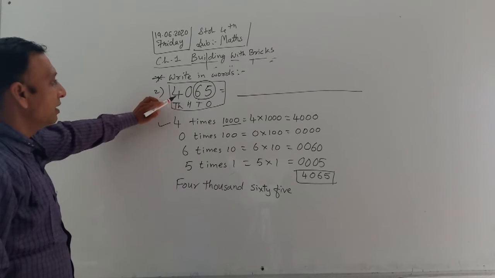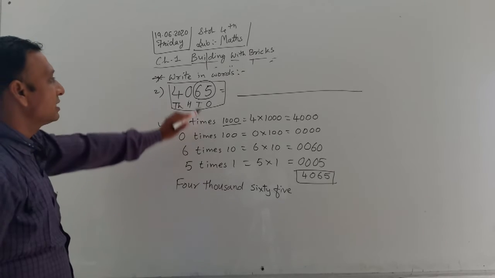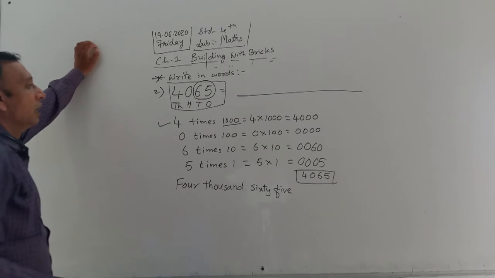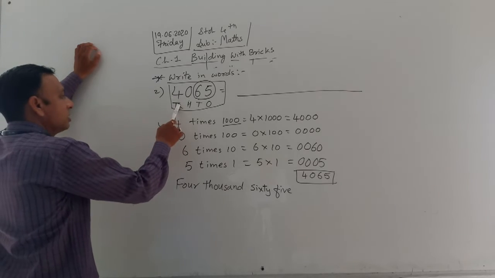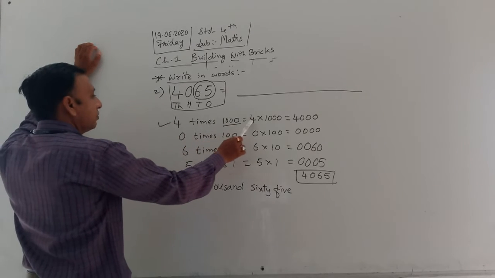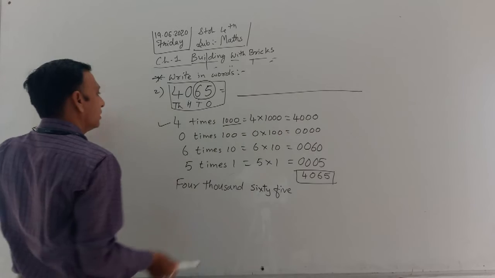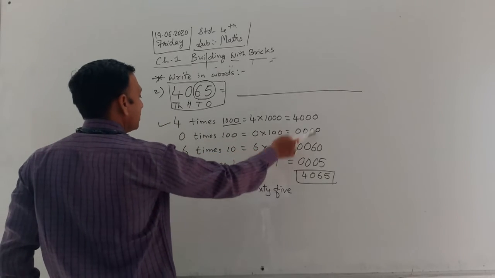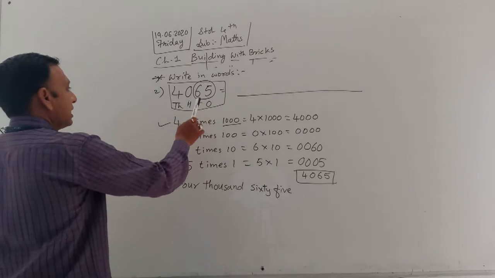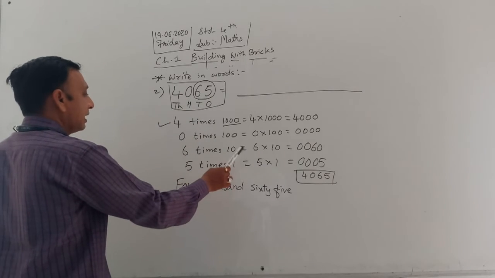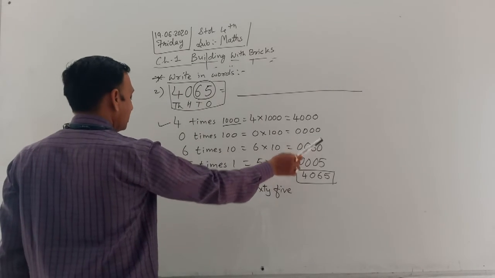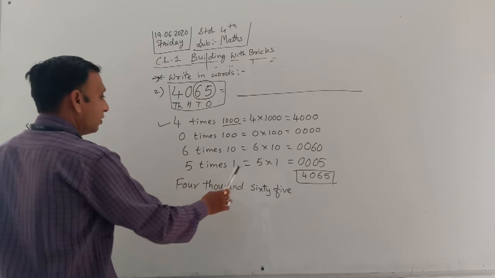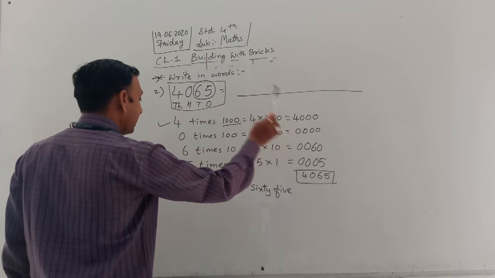4 is at 1000 place, 0 is at 100 place, 6 is at tens place, and 5 is at ones place. Now 4 is at 1000 place, it means 4 times 1000. 4 into 1000, that is 4000. 0 is at 100 place, 0 times 100. 0 into 100 is equal to 0. 6 at tens place, 6 times 10, that is 6 into 10 is equal to 60. 5 is at ones place, so 5 times 1. 5 into 1 is equal to 5.